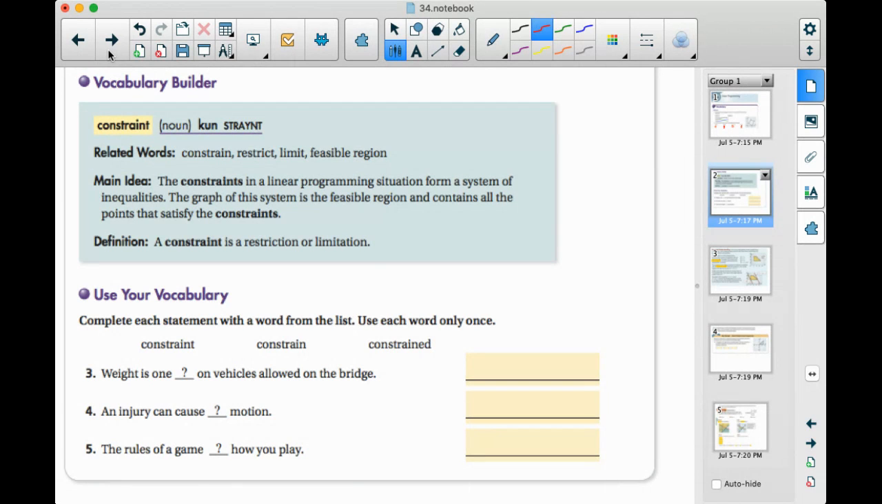All right, a constraint. Constraints in a linear programming situation form a system of inequalities. The graph of this system is a feasible region and contains all the points that satisfy the constraints. A constraint is a restriction or limitation. Complete the statement with the word in the sentence in its proper form. Weight is one constraint.